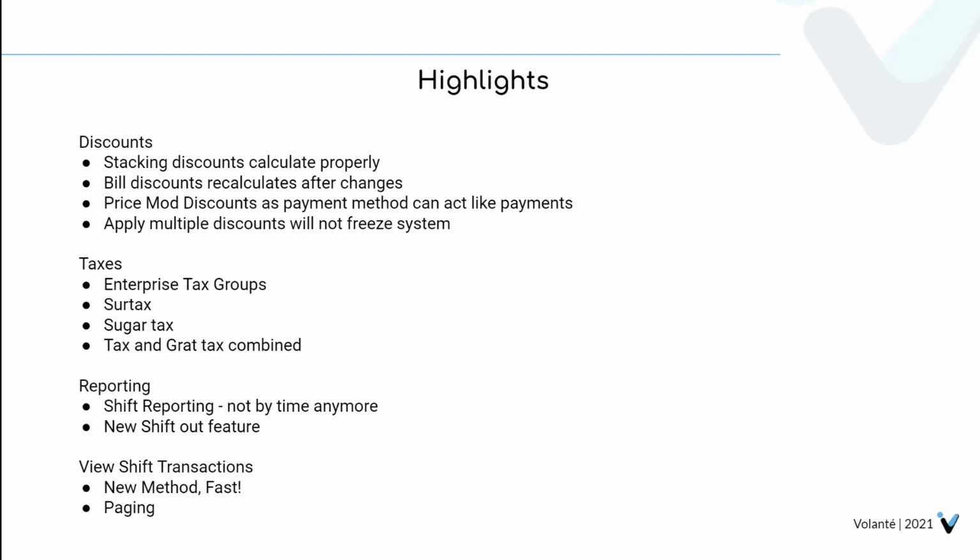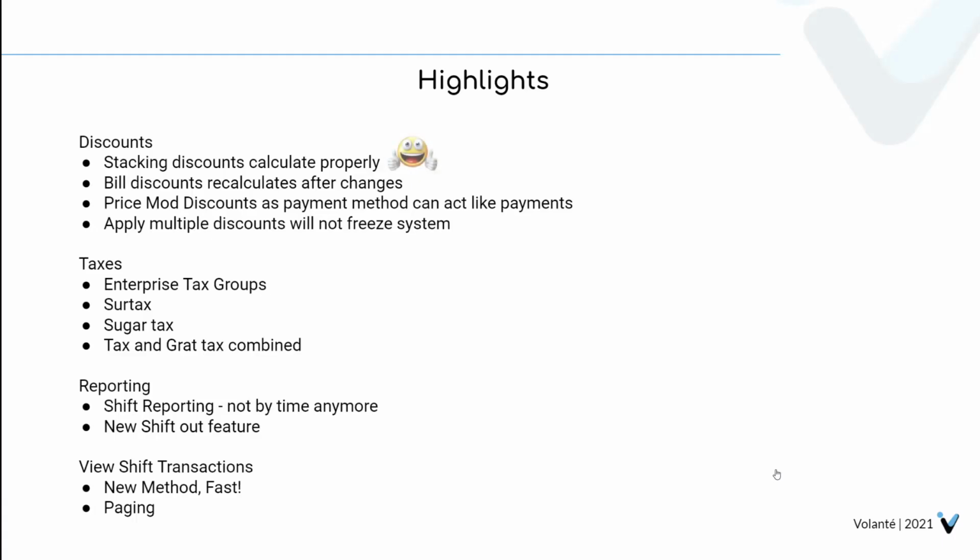Let's begin with discounts. Stacking discounts causes a lot of problems now. Customers get angry because the discount isn't calculated properly, causing money to be given away. For example, a 50% discount applied twice will yield a free item. But the calculation should be that the second discount be applied to the already discounted amount. This has now been corrected.